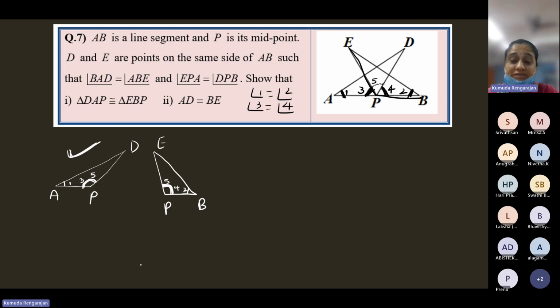And we also know that P is the midpoint of AB. That means AP is equal to BP. It's given in the question that P is the midpoint of AB. That means AP is equal to BP. So see here, this AP is equal to BP.